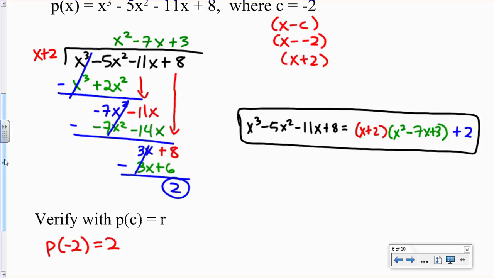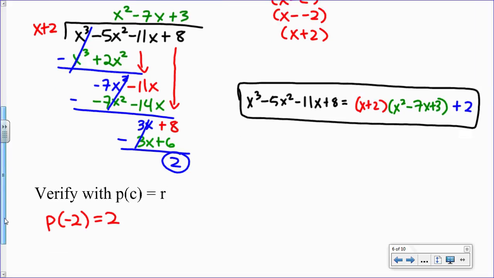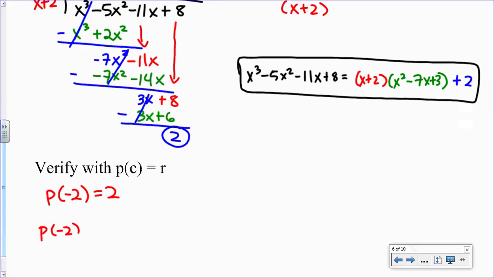So I'm going to plug in negative 2 for x into my original. So that's negative 2 cubed minus 5 times negative 2 squared minus 11 times negative 2 plus 8. Calculate that. And that should give you 2.